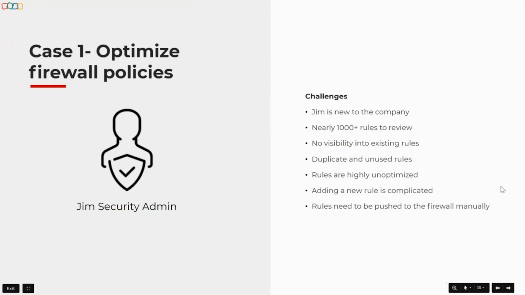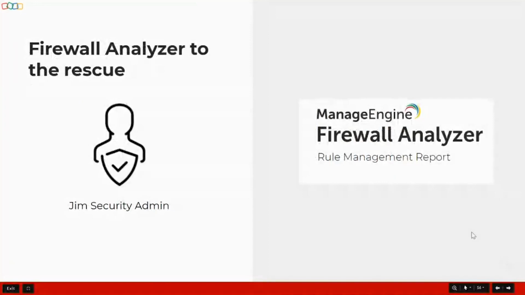Finally, last but not the least, there are around 5 firewall devices in Jim's company, and every time he needs to write a new rule, he is forced to analyze the impact of making the change, and he's been doing this manually. So these are the challenges that are faced by Jim. Now let us look at how Firewall Analyzer's rule management module can help Jim optimize the firewall rules.